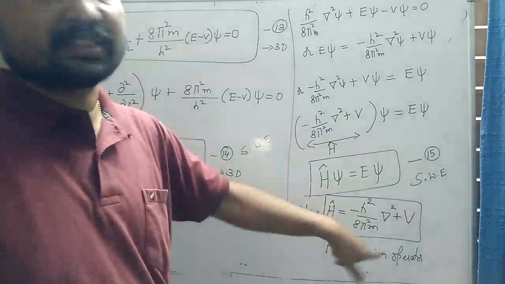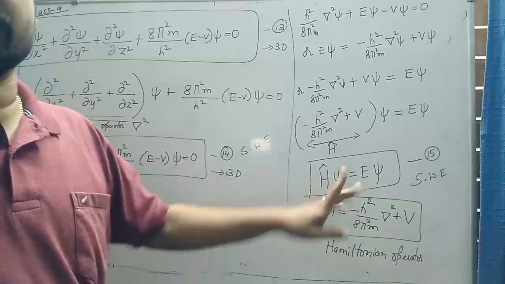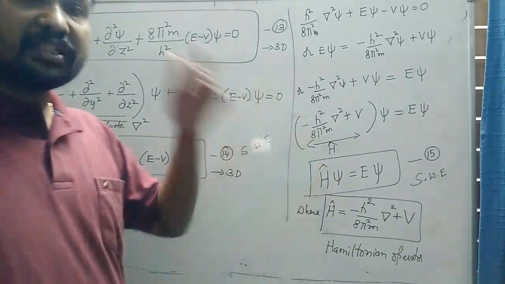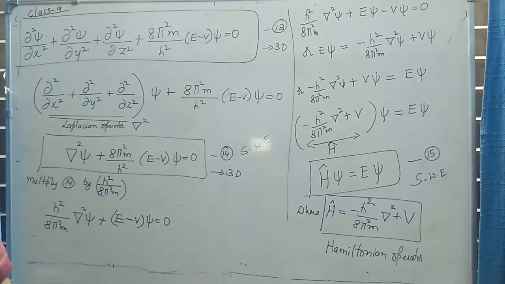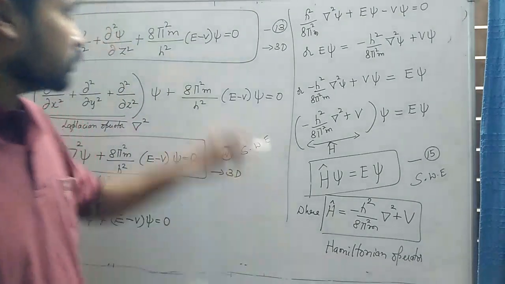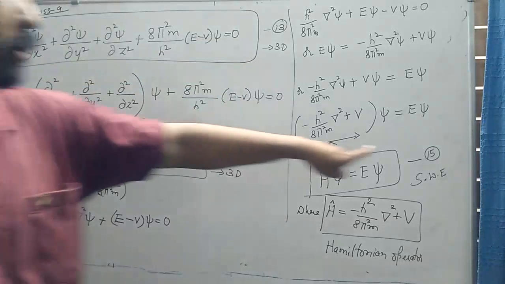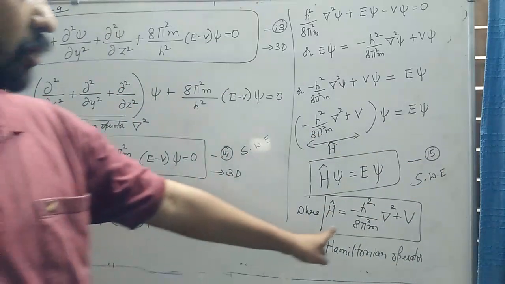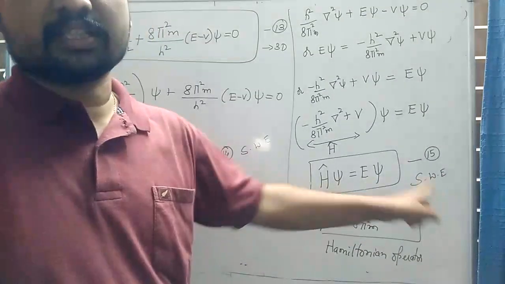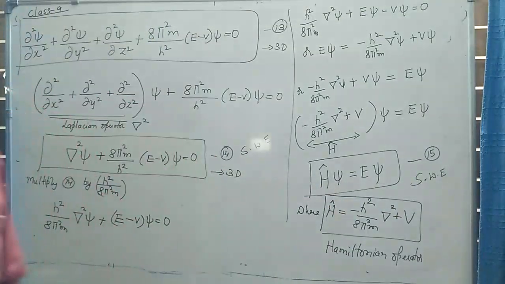So we cannot cancel psi and simply write H is equal to E. This is one of the very important and a simple version of the Schrodinger wave equation. So equation 13, 14 or 15, they are all the 3-dimensional Schrodinger wave equation, where H represents this term called the Hamiltonian operator.